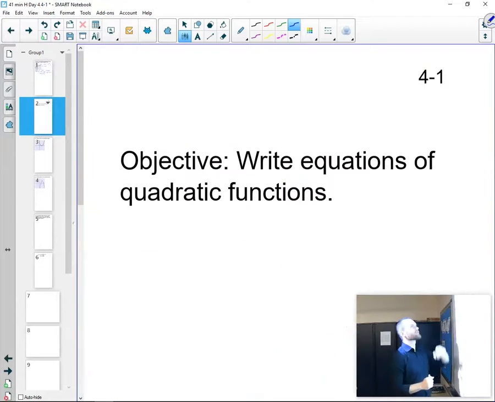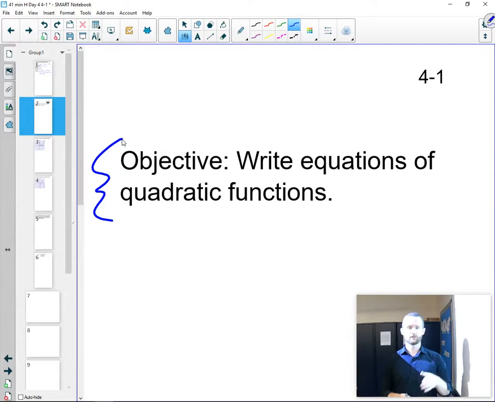Let's jump into our objective. Today we're doing chapter 4, section 1. This is the last video we're going to be spending on this section, and after today we should be able to write equations of quadratic functions.